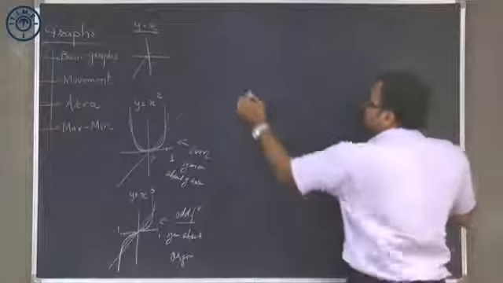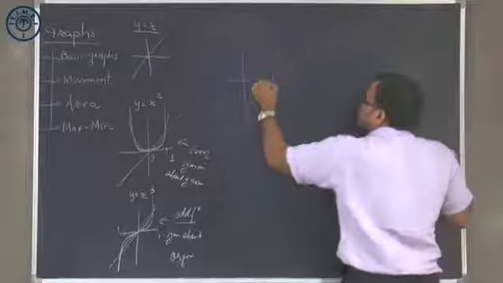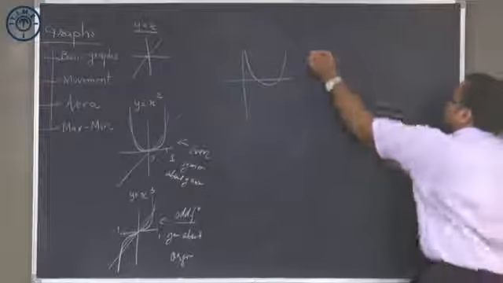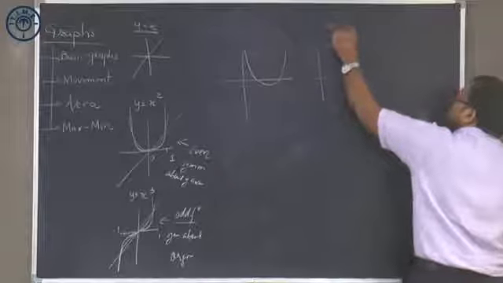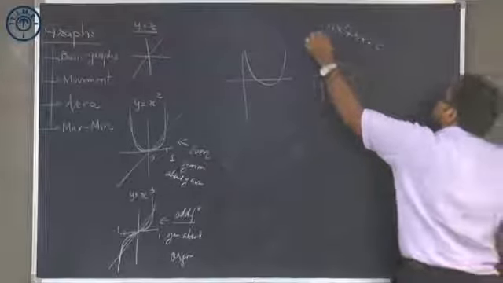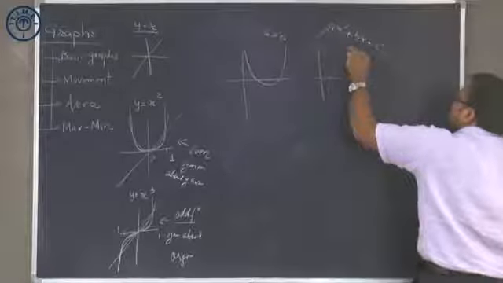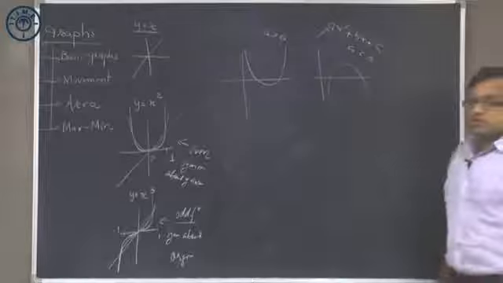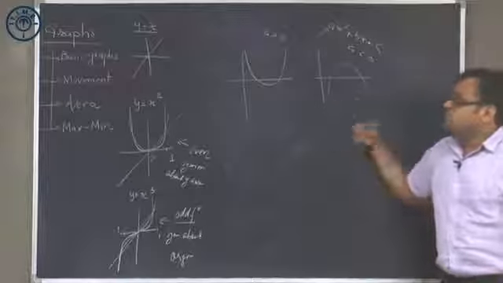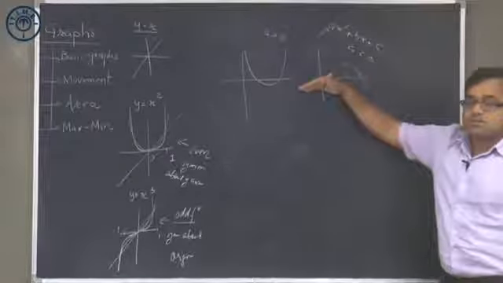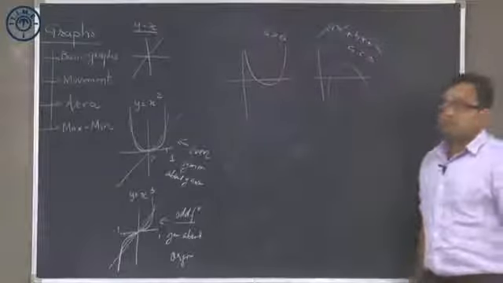Next up, the graph of a quadratic function. For a quadratic function, the graph would be either like this or like this, depending upon the expression ax square plus bx plus c: if a is greater than 0, then it will be like this. If a is less than 0, then it will be like this. Whether it intersects or not depends on the value of the discriminant. If D is greater than or equal to 0, then it will intersect. If D is less than 0, then it will not intersect. So that's the graph of quadratic functions.